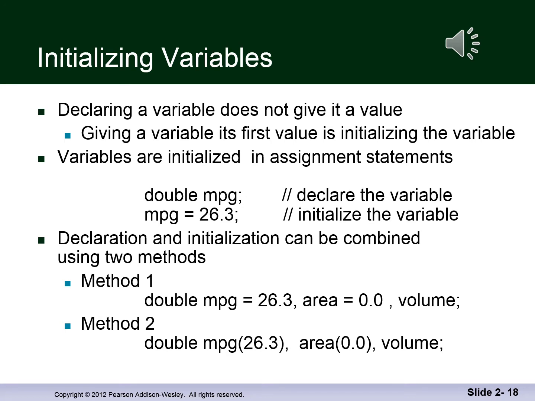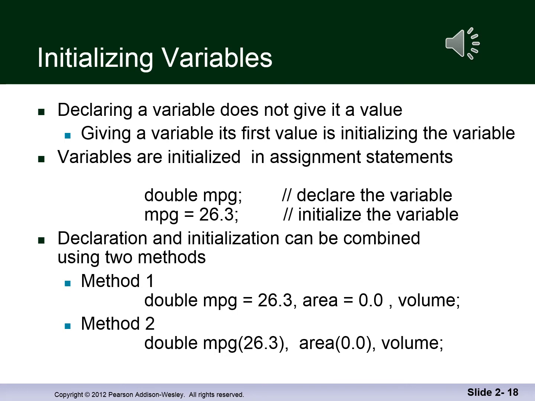So here's an example of a double variable named MPG being declared, double MPG, semicolon, and then immediately in the next program statement, program line, being initialized with the value 26.3. 26.3 is being assigned to MPG. Now, of course, MPG has to have been declared before you can assign a value to it.